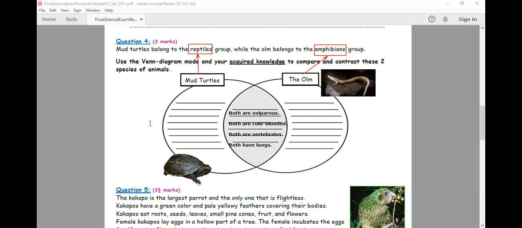How are these two animals different? The mud turtle lives on land. No, turtles like to live in water. Do you know that? Turtles live in water, while the owl lives on land, in the caves. Tell me info about their body features, the way they breathe, the way they reproduce. What covers their bodies?